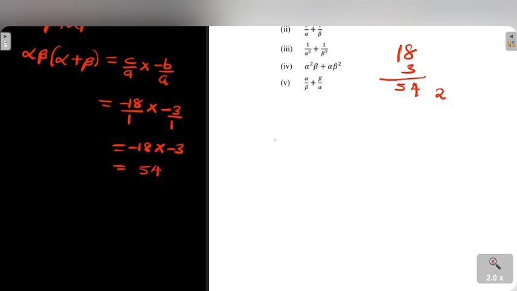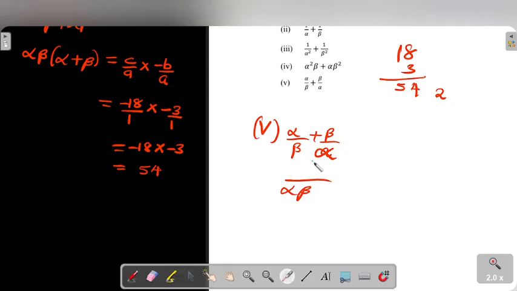Then the last part is asking us to find, that is V, alpha over beta plus beta over alpha there. So here, this is a fraction that we have. What we're going to do is factor out the alpha beta, because we can see that alpha beta is common there. So now you start dividing. We have beta into alpha beta, so beta and beta cancel, you remain with alpha. So alpha times alpha on top, we're going to have alpha squared, then plus.